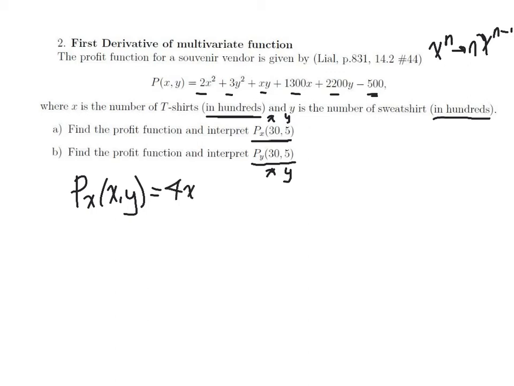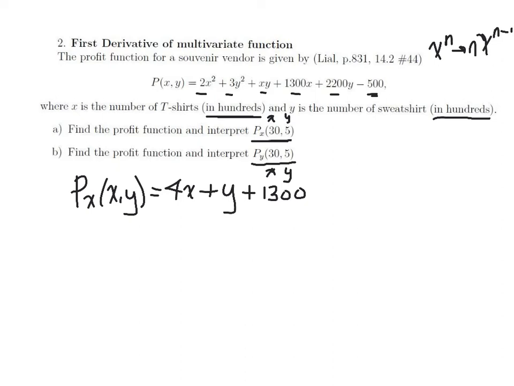We look at 3y squared, and there's no x, so we treat y as a constant, so the derivative of 3y squared is 0. Plus xy, we have an x, and again y is considered a constant, so we only have the y left when we take the derivative. Plus 1300x, the derivative of 1300x with respect to x is 1300. 2200y doesn't have an x, consider it a constant, derivative of a constant is 0, and minus 500, because it's a constant, is also 0.